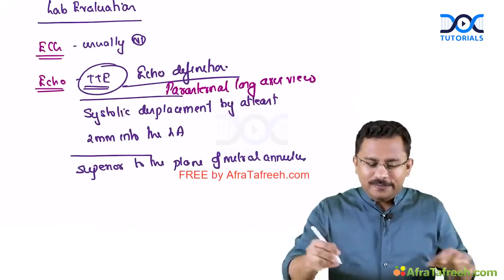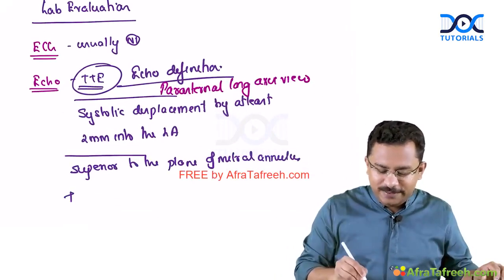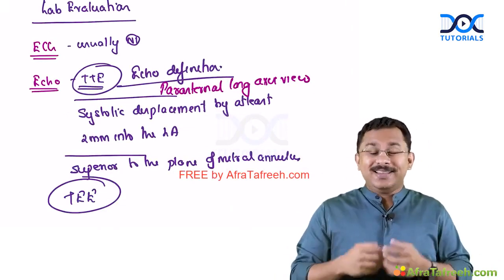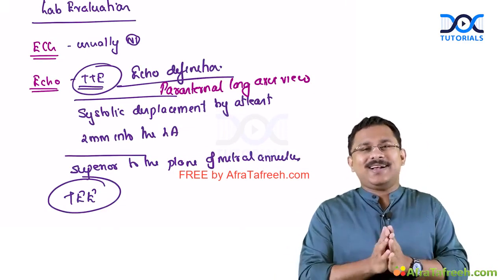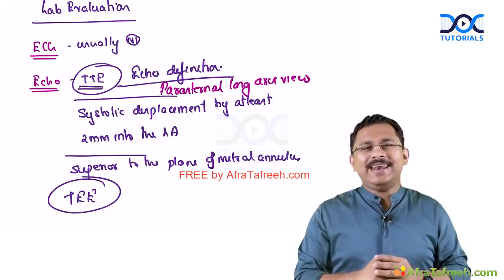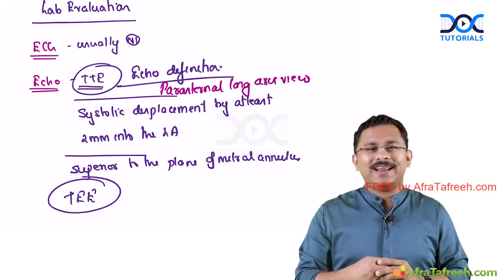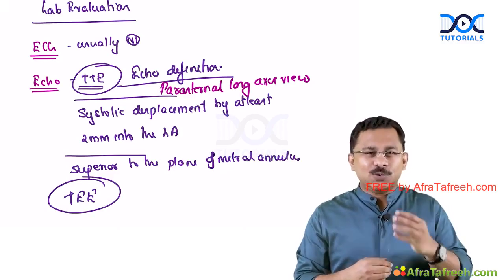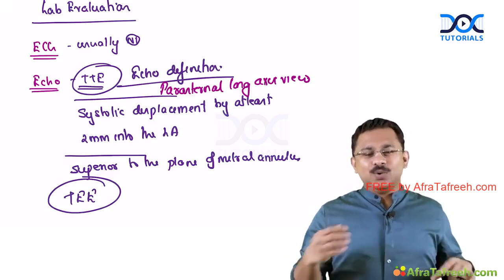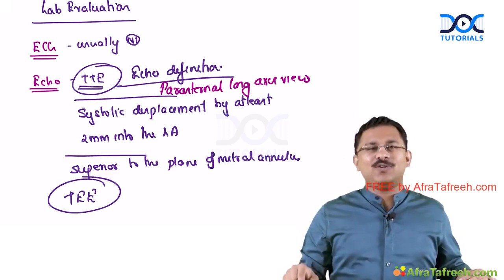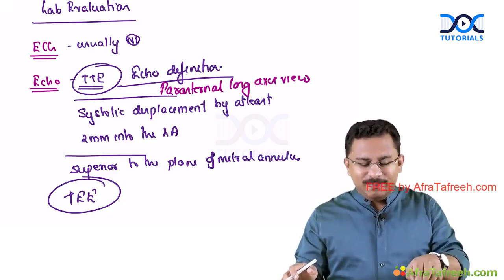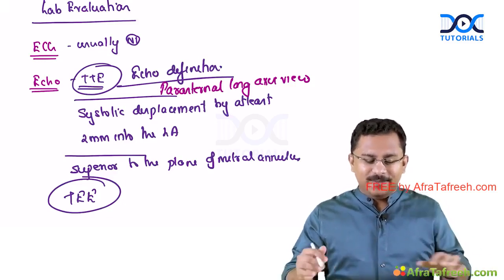Now, what about the role of transesophageal echocardiography, TEE? Well, the role of transesophageal echo is when there are inadequate acoustic windows on TTE, and you want to have more accurate anatomical details, then you can go for transesophageal echo. And also in certain scenarios where you go for intraoperative guidance during a valve repair, in that scenario also you will go for a transesophageal echocardiography. Okay, so that's it about the lab evaluation in case of mitral valve prolapse.